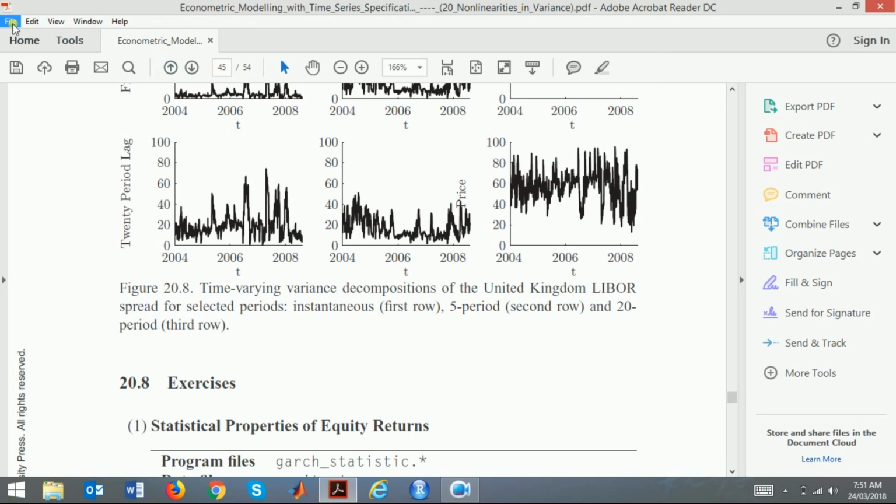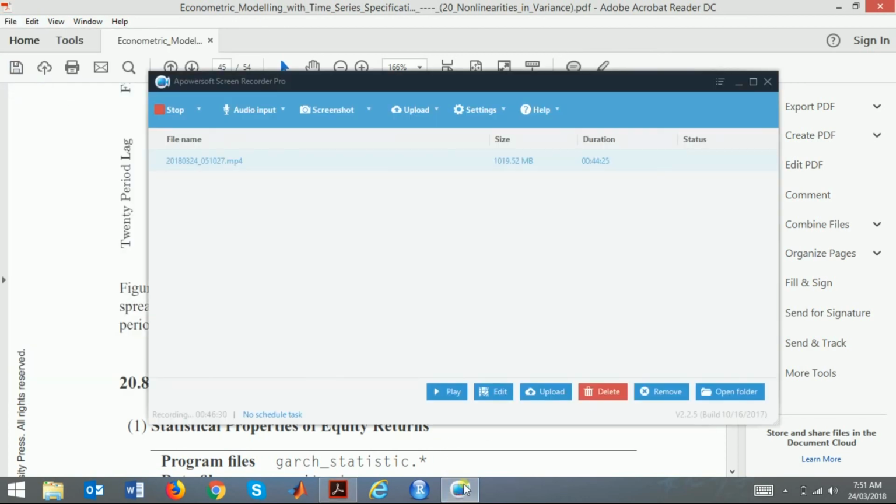That ends this topic. We'll look into these models in practice.